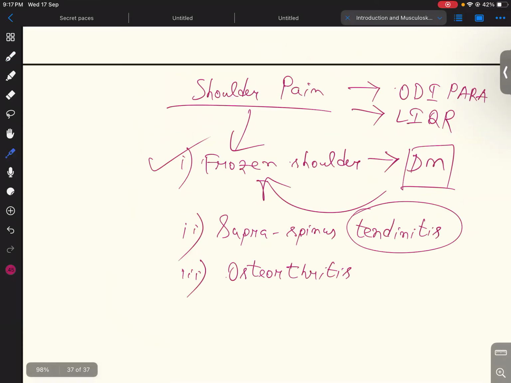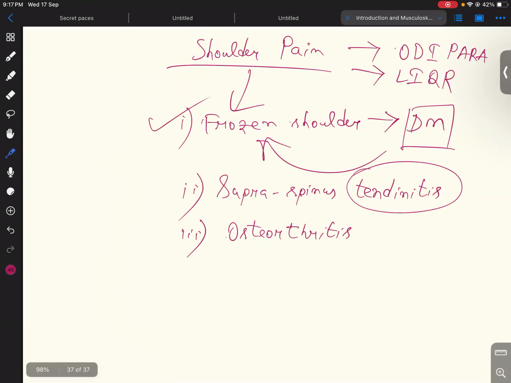And I forgot to tell one important thing: whenever there is any pain, and the patient tells you that I'm suffering a lot from this pain, first you have to empathize with the patient, that I'm really sorry for your suffering. Let us say, how can we help in this regard? And if there is pain, you have to offer a painkiller instantly.